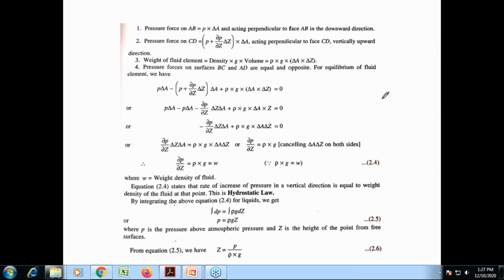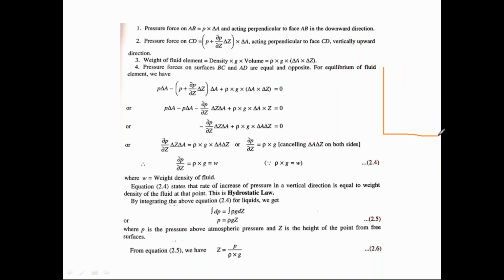So that means what? What is the application? If a container is there, and inside this container I have this much fluid, the depth of the fluid in the vertical downward direction is Z. So what is the intensity of pressure over this surface?